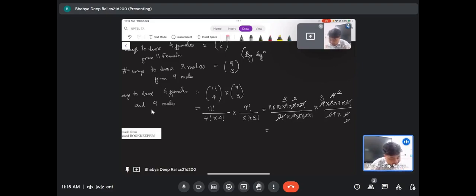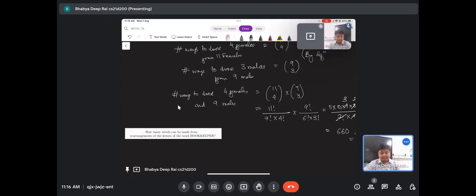So now the answer is 3 times 2 is 6. 6 times 11 is 66. And 66 times 10 is 660. Okay. Times 3 times 2 is 6. 6 times 7 is 42. 660 times 42, and if you compute this answer, it becomes 27720. So there are 27,720 ways to do it. Quite a large number. Okay.